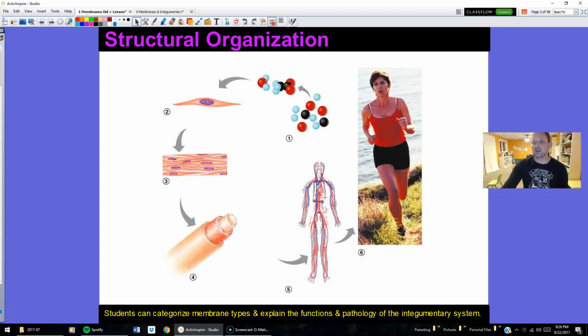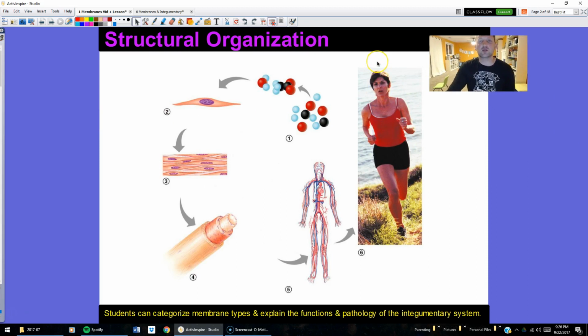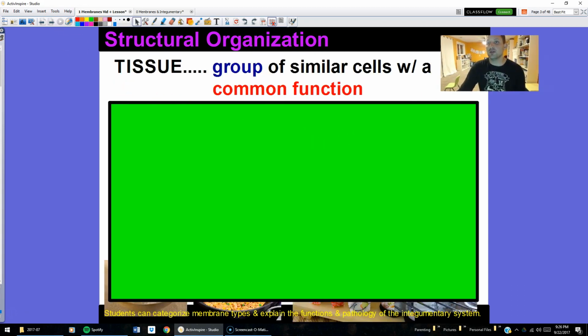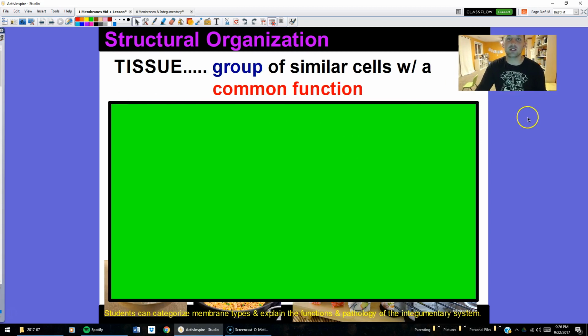So first off, guys, just a quick review: pause the video, see if you guys can recall the structural organization of the body. If you got that, it was atoms to molecules, or chemicals, to cells to tissues to organs to organ systems to organism.